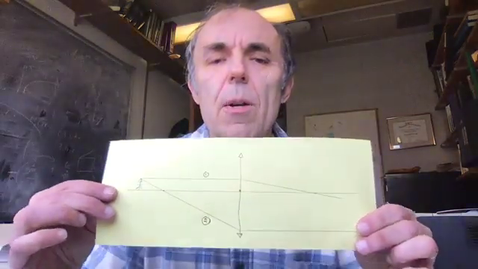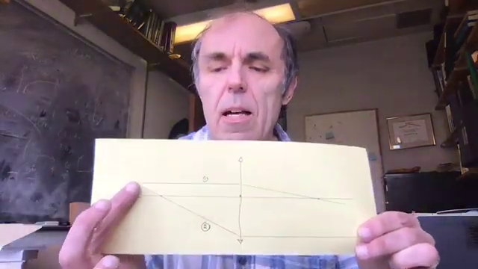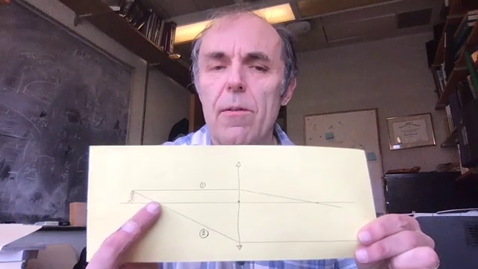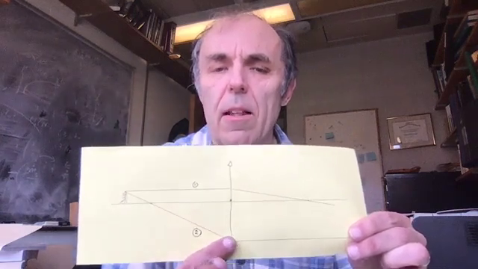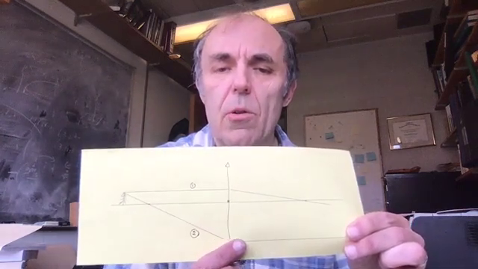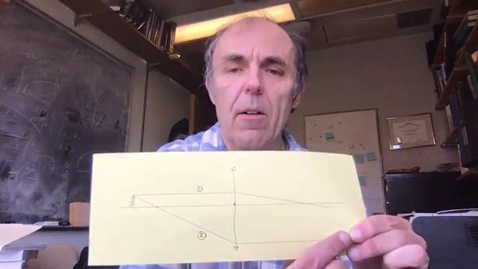Now this picture shows ray 1 plus ray 2. It starts at the top of the object and goes through the focal point and then down to the lens, and when it hits the lens, it goes out parallel.